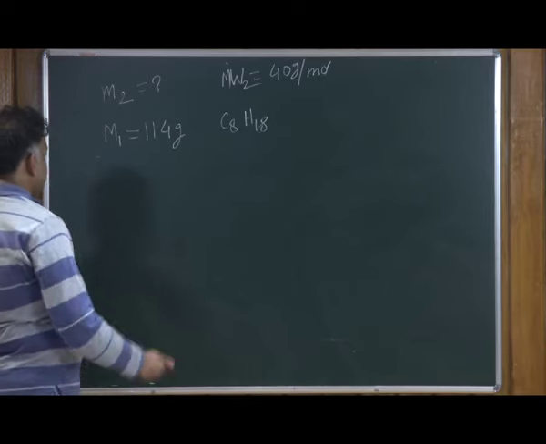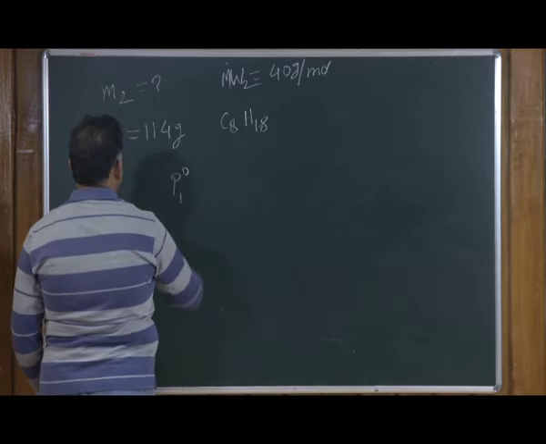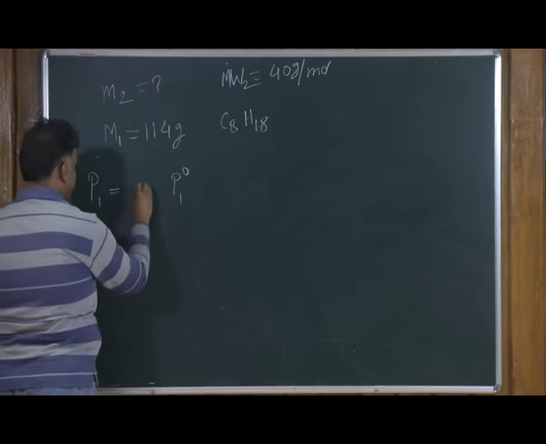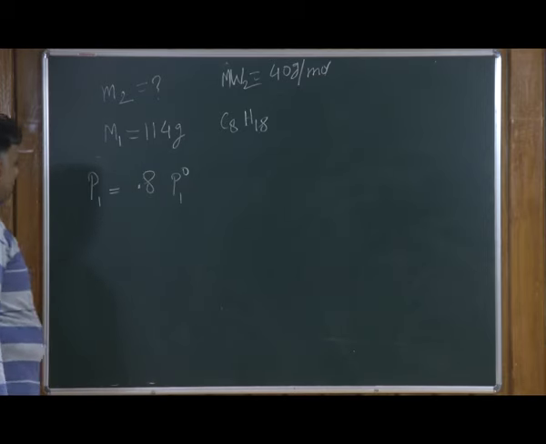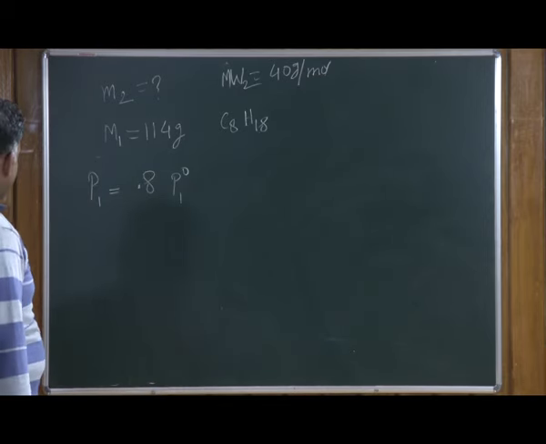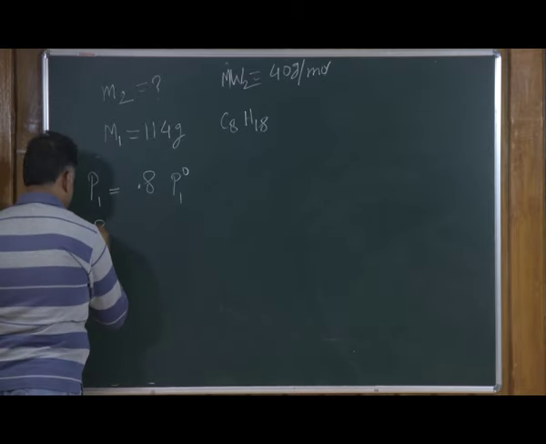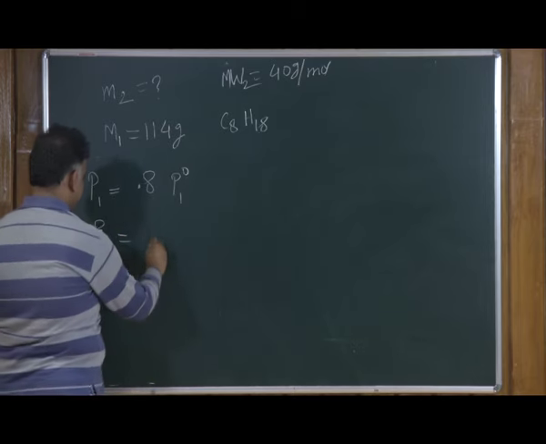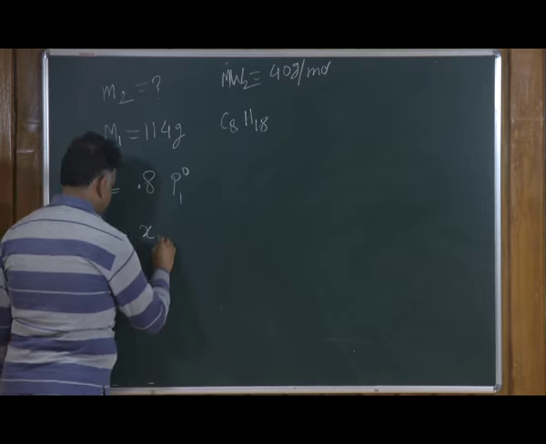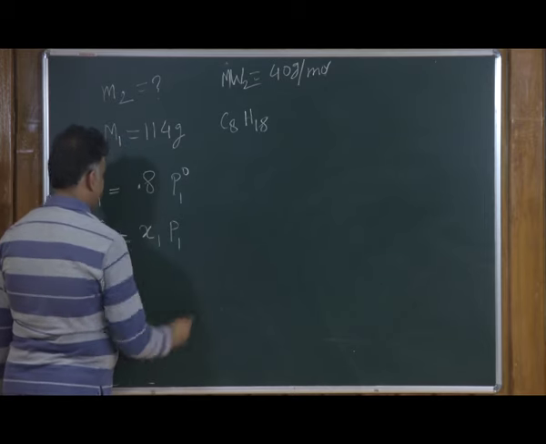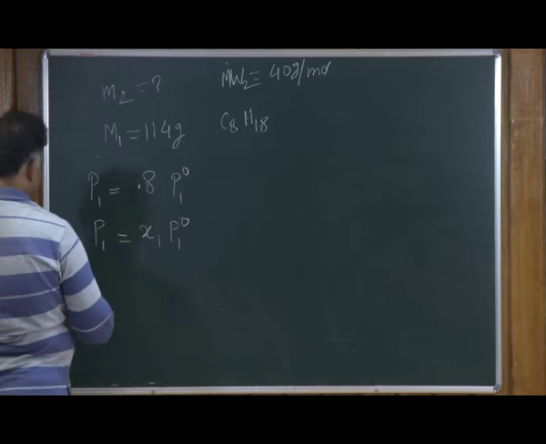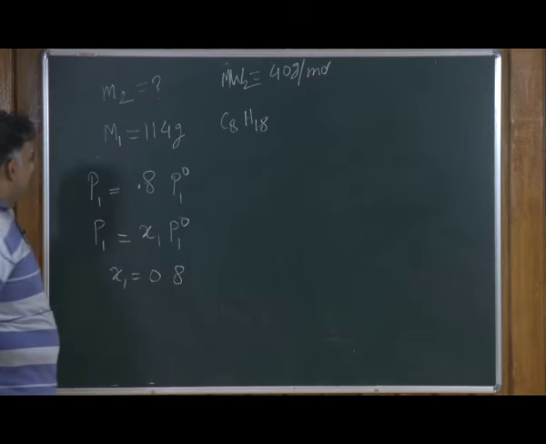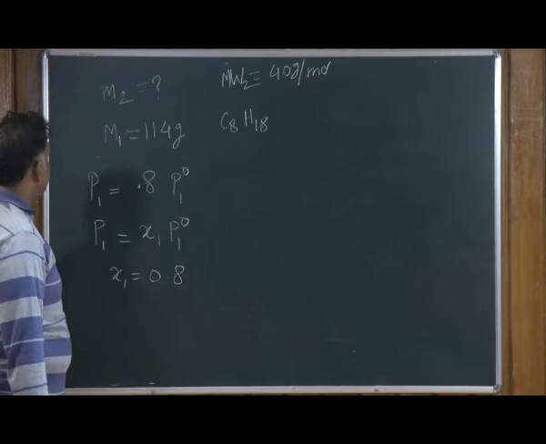So, if the original vapor pressure of octane is P10, then the vapor pressure of the solution should be 80% of that. So, this is the information given to us. Okay, we know from Raoult's law that the vapor pressure of solution is equal to the mole fraction of solvent multiplied by the vapor pressure of pure solvent. So, just by comparison we know x1 is equal to 0.8.